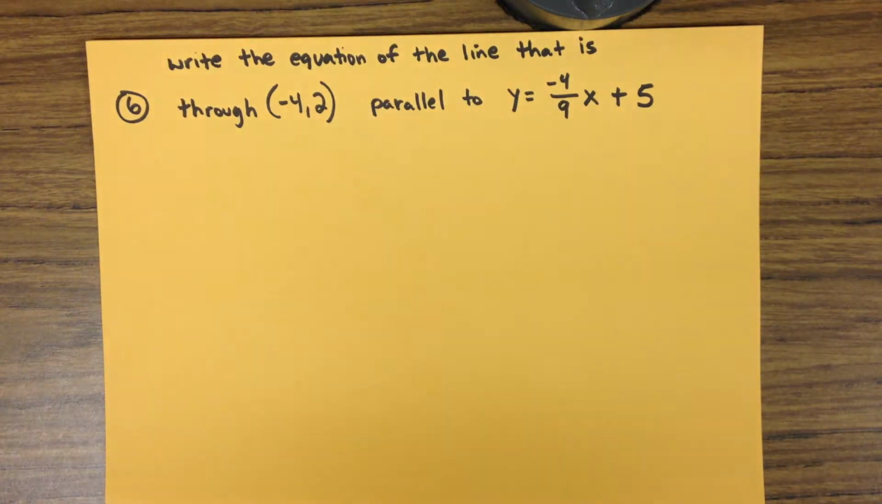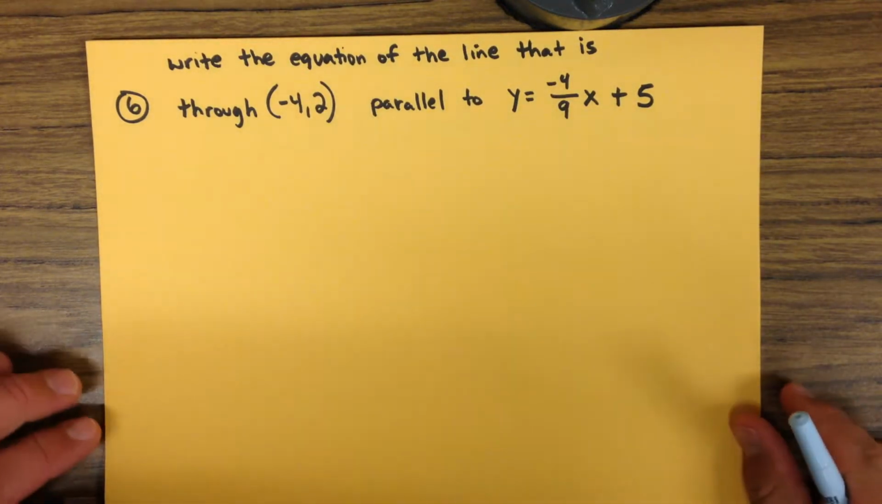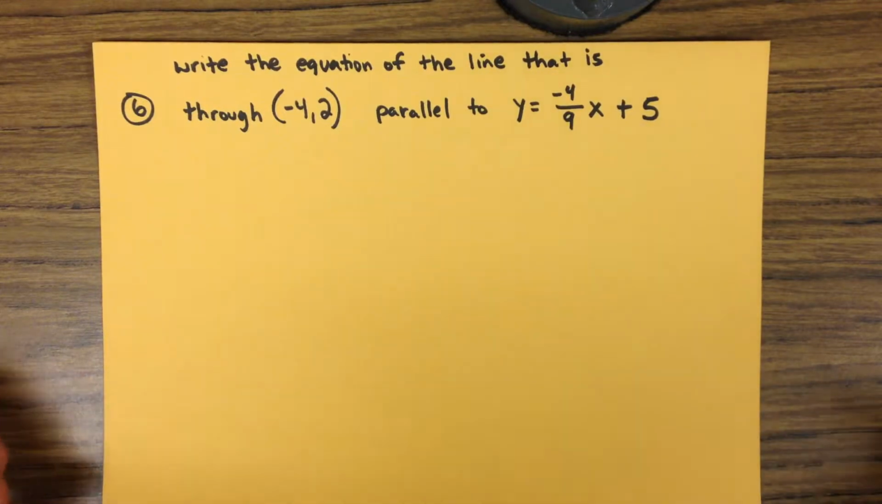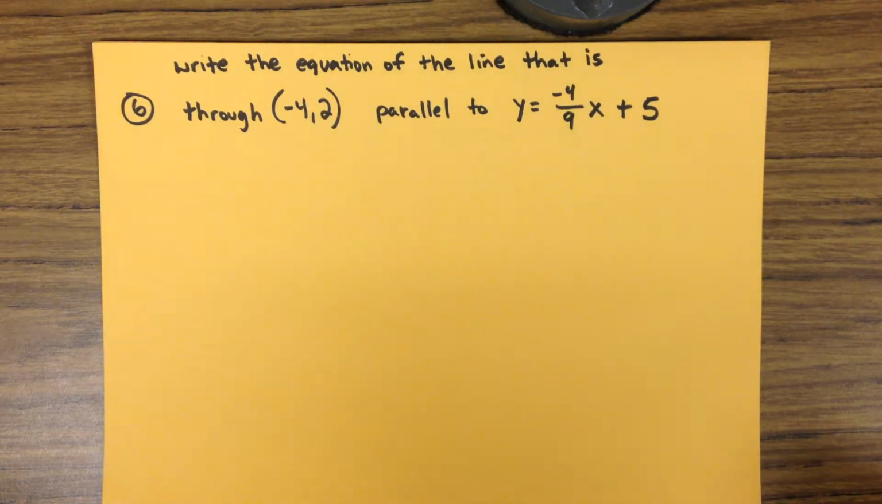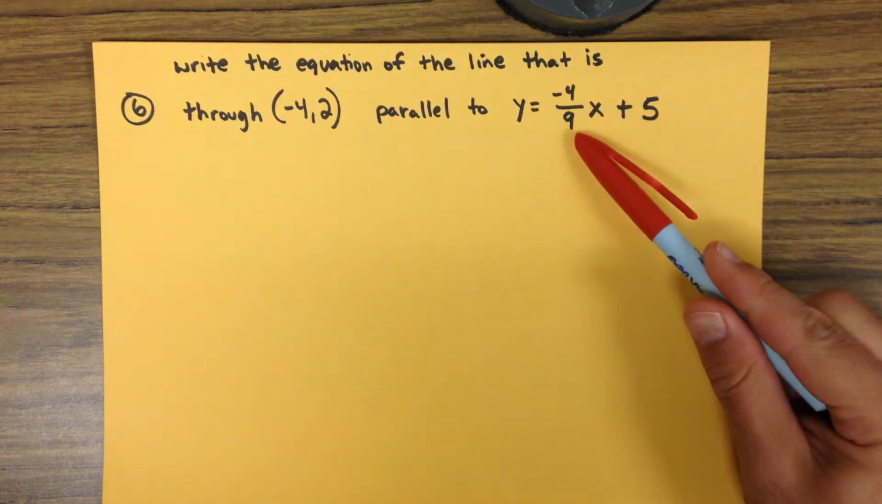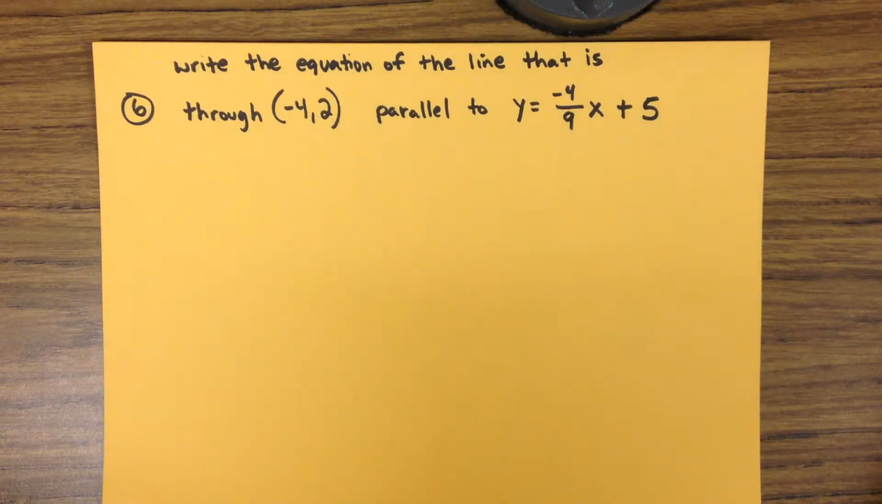Okay, I'm going to do two problems from last night's homework. And the question is, write the equation of the line that goes through the point (-4, 2) and is parallel to this line, y equals -4/9 x plus 5.